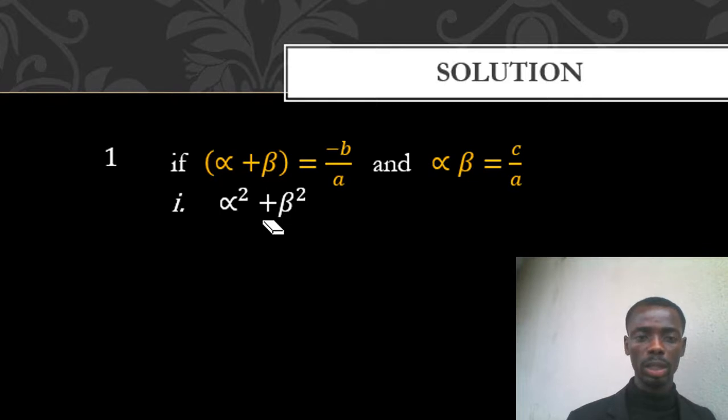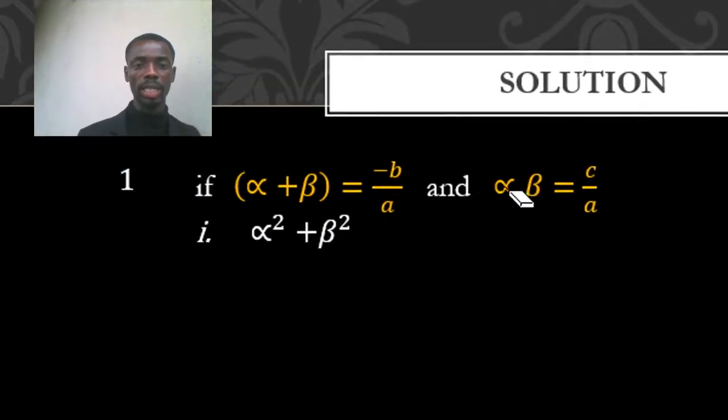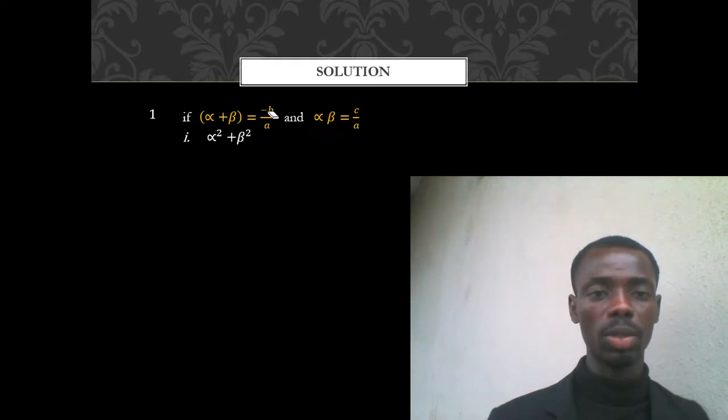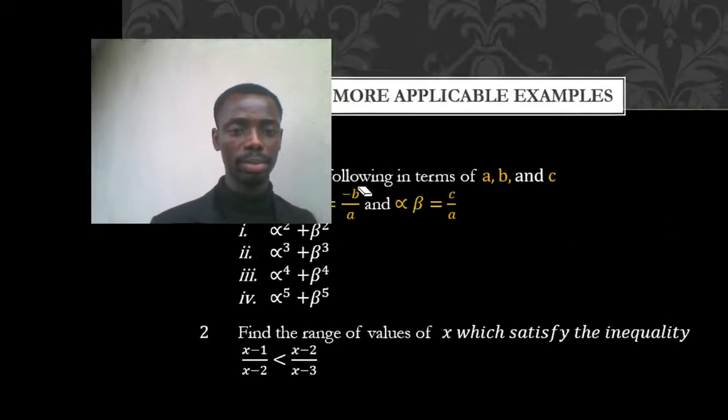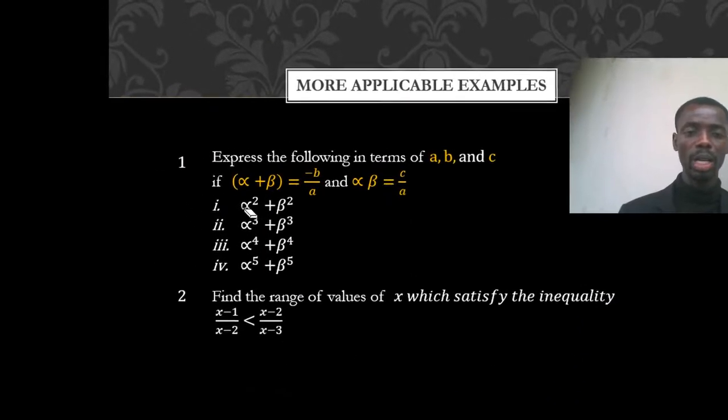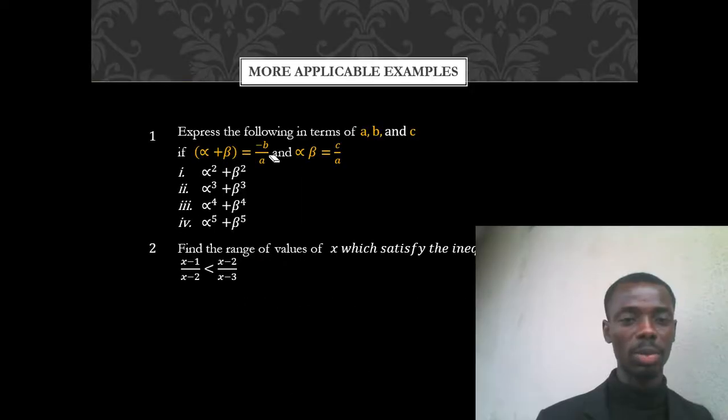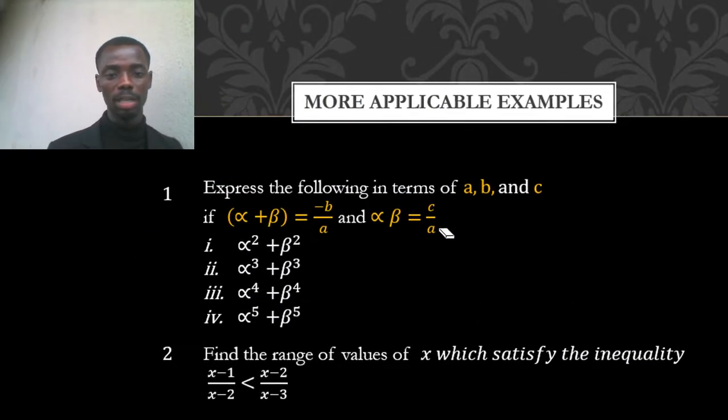Now here we have question 1. Question 1 says, if alpha plus beta equals minus B over A and alpha beta equals C over A, then express alpha squared plus beta squared in terms of A, B, C. That's the question. Maybe we'll go back there. Okay, you want to express alpha squared plus beta squared in terms of A, B, and C.